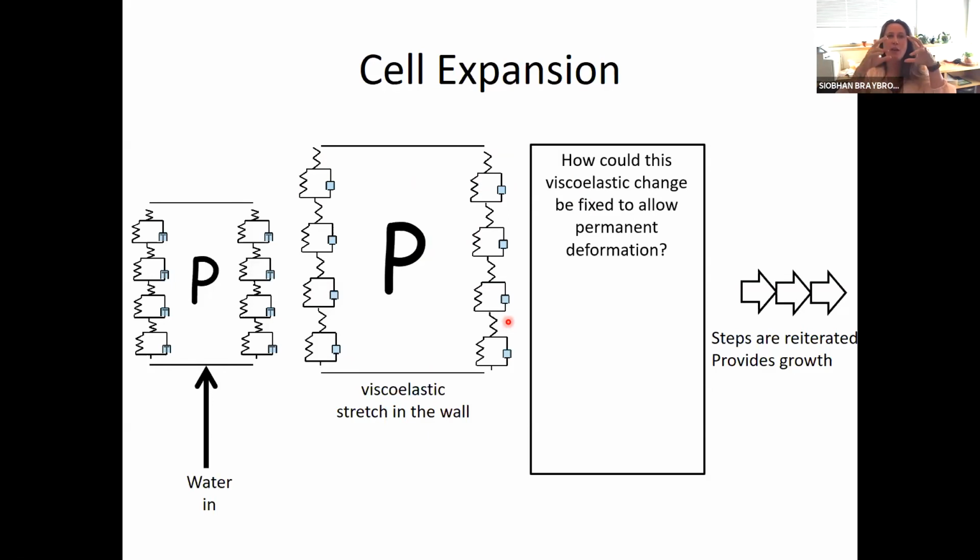Imagine you just have that network of polysaccharides. It stretches with turgor pressure. But what we want to do somehow is actually make it so that it stays in a particular way. So if I remove the pressure, that network of polysaccharides that's stretched is not going to shrink back. So I'm going to leave that for you, and if we have time, we'll come back to that question.